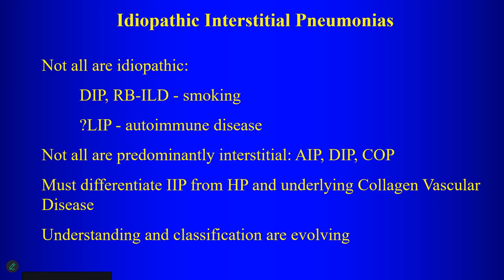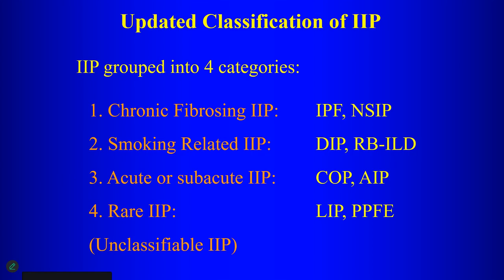Also, we have to differentiate idiopathic interstitial pneumonias from hypersensitivity pneumonitis and underlying collagen vascular disease. Patients can develop fibrosis, especially UIP patterns and NSIP patterns, from rheumatoid arthritis or scleroderma, other underlying collagen vascular diseases, so they may be secondary to that. It's important for the clinician to figure that out. And we also have to make sure that you're not dealing with a case of hypersensitivity pneumonitis, which can be treatable by removing the patient from the offending environment for these diseases.